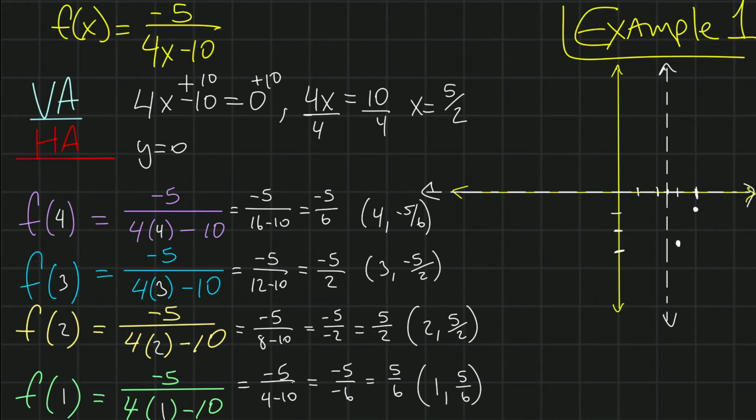When x is equal to 2, I'll be at 5 halves. So I have to go up 1, 2, 3, and halfway between that. So that would be right around here. And then when I have 1, I'll be at 5 over 6, which again is very close to 1. So that would be right around here.